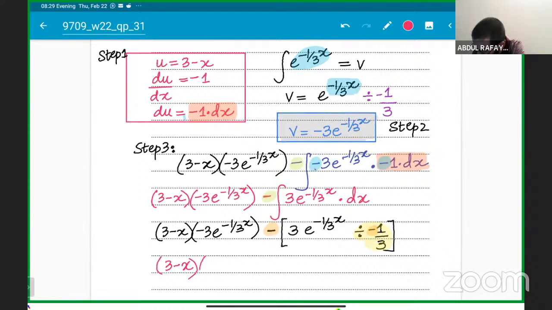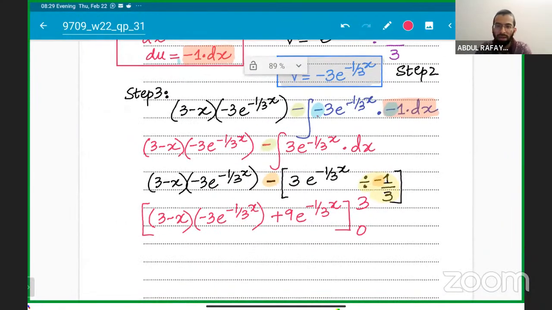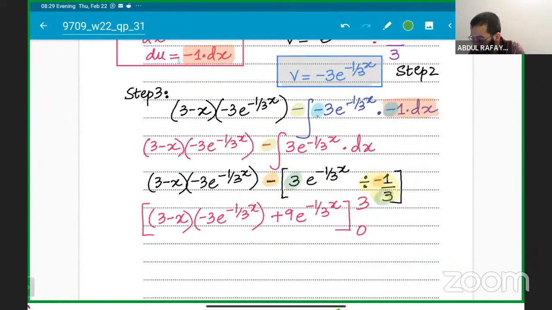3 minus x times negative 3 e power negative 1 over 3x, times of, so it will be plus 9 times e power negative 1 over 3x, guys, okay? So 3, this thing, and then 0. The limits were 0 till 3, okay? 3 3s are 9 and minus minus becomes positive, okay? 3 3s will become 9 because of the multiplication sign, and minus minus will become positive. So here we go, sir.